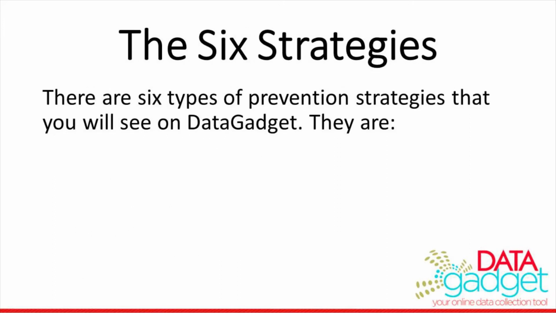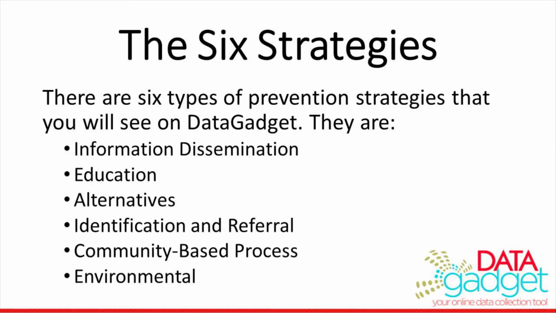So now let's talk about the 6 prevention strategies. You may know these as the CSAP strategies, but you'll also see them on Datagadget, and they are information dissemination, education, alternatives, identification and referral, community-based process, and environmental. So let's go into these a little deeper.